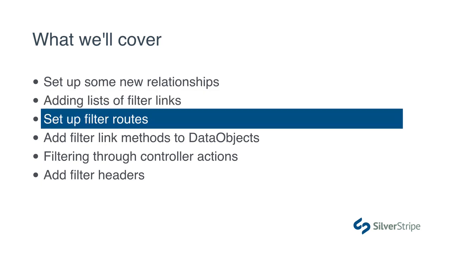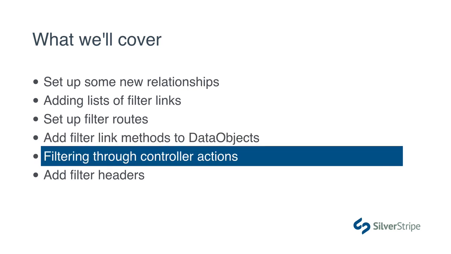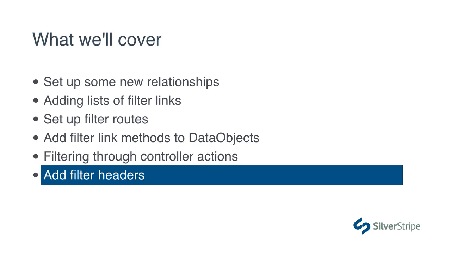Then we're going to set up those filtered routes. So this is all about creating new URLs that map to a filtered list. Then we'll add the filtered link methods to the data objects. Sounds a bit out there right now, but you'll see what we mean by that as we get into it. Then we will really do kind of the meat of the filtering here, which is in the controller. We're going to run those queries and create the filtered list. Lastly, we're going to add some filter headers to the list so the user always knows the filtered state.